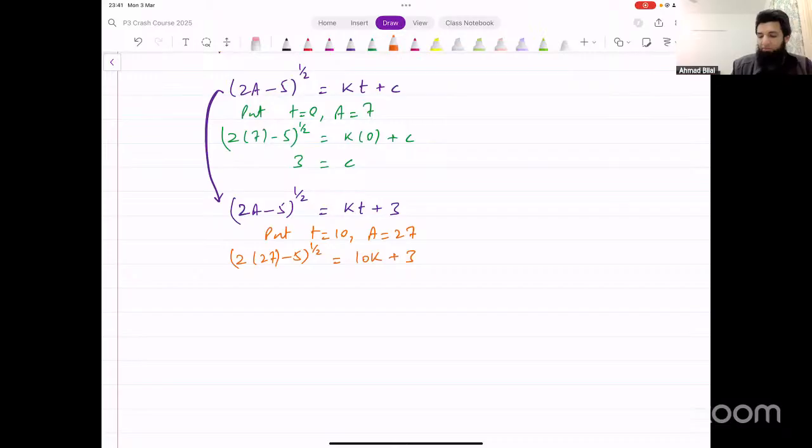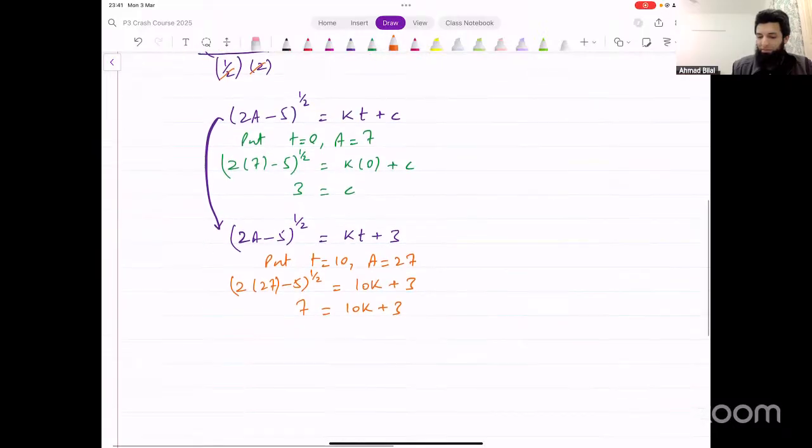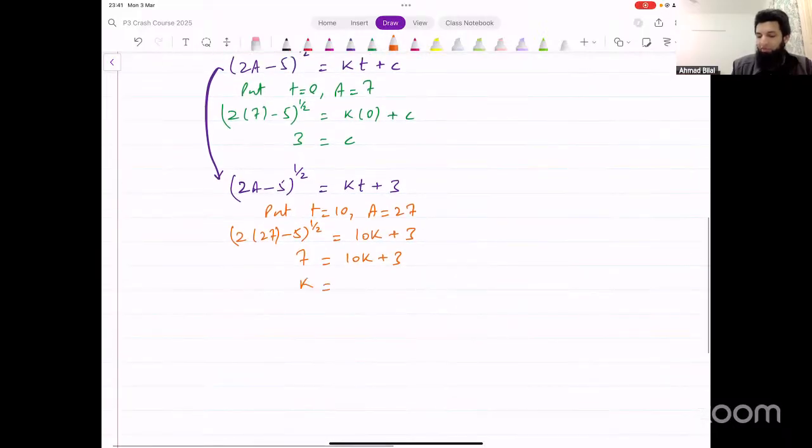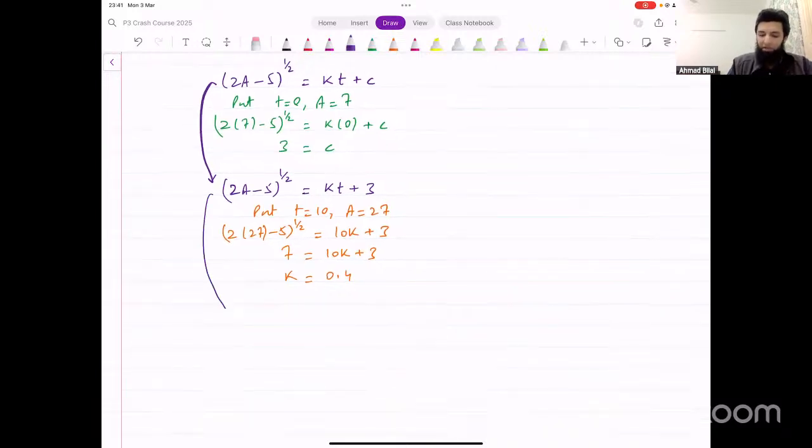Okay, now this is 54 minus 5, which is 49. The square root of 49 is 7. 7 equals 10k plus 3. And the value of k turns out to be 7 minus 3 divided by 10, which is 0.4. That's the value of k that we were looking for. So what does this equation become then? The equation becomes (2a minus 5) whole raised to the power 1 over 2 equals 0.4t plus 3.